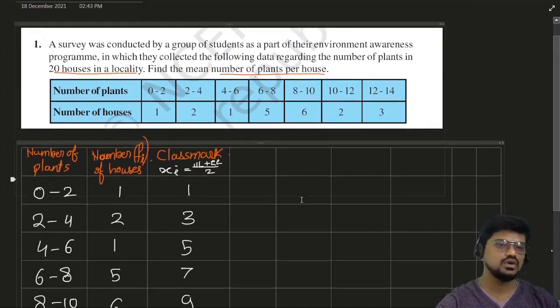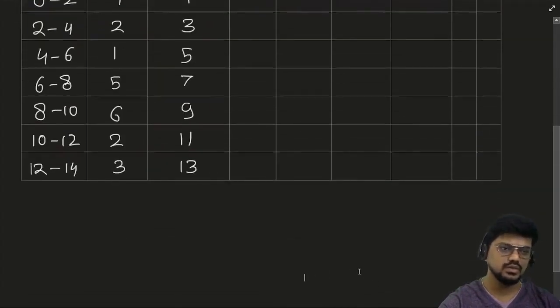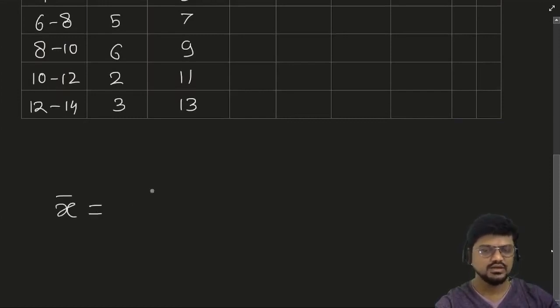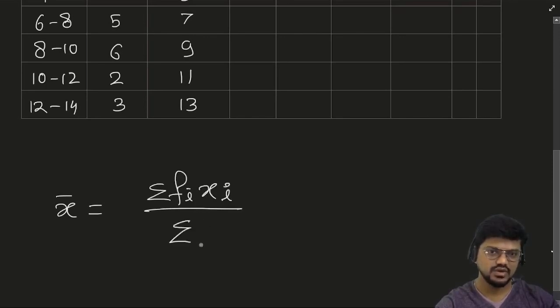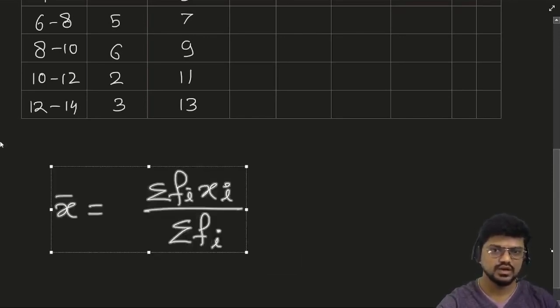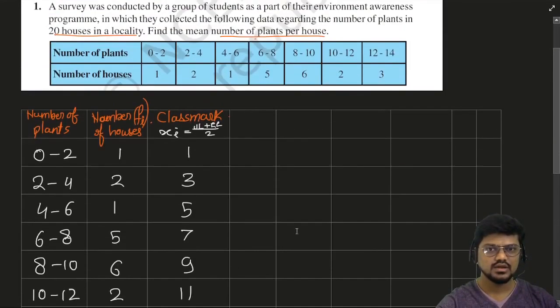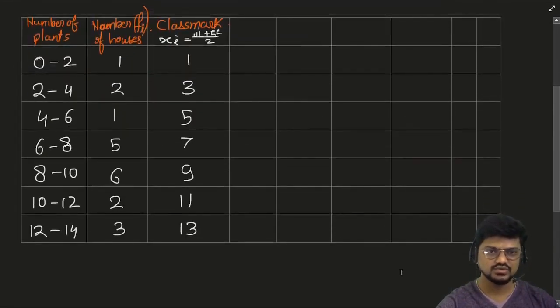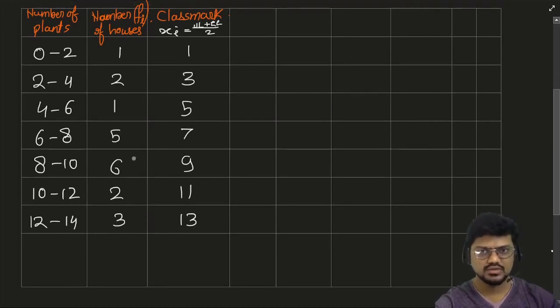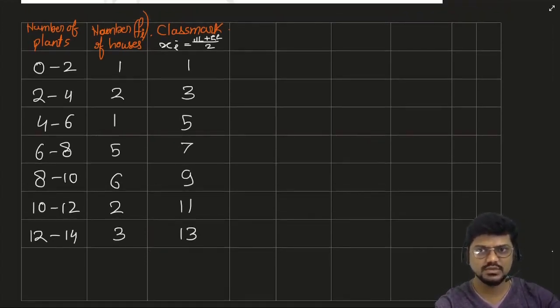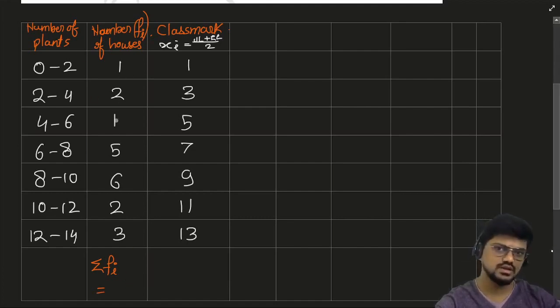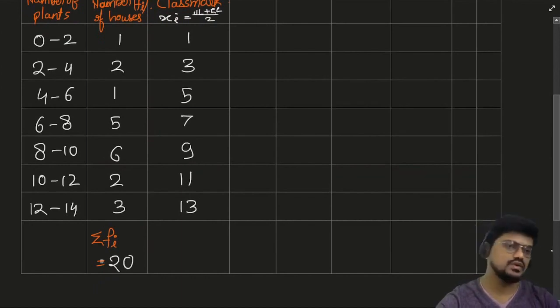Okay. Since we are using the direct method, what is our formula to find the mean? The formula is summation of fi xi upon summation of fi. Now since this is your fi, we'll need one more row in the table. We'll write summation of fi over here. If you add all of them, 1 plus 2 is 3, 3 plus 1 is 4, 4 plus 5 is 9, 9 plus 6 is 15, 15 plus 5 is 20. So summation of fi is 20.